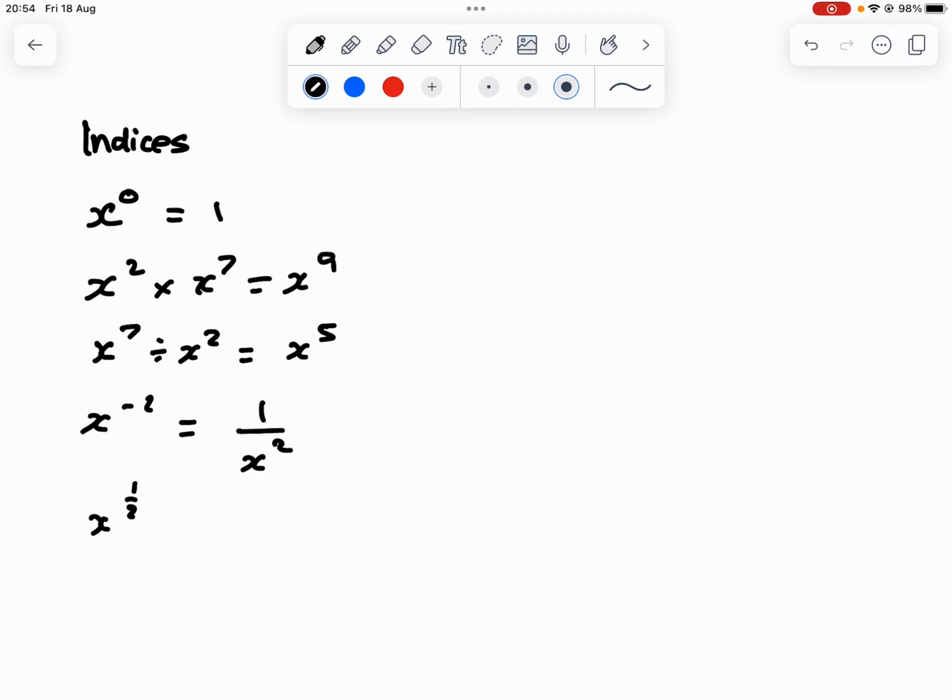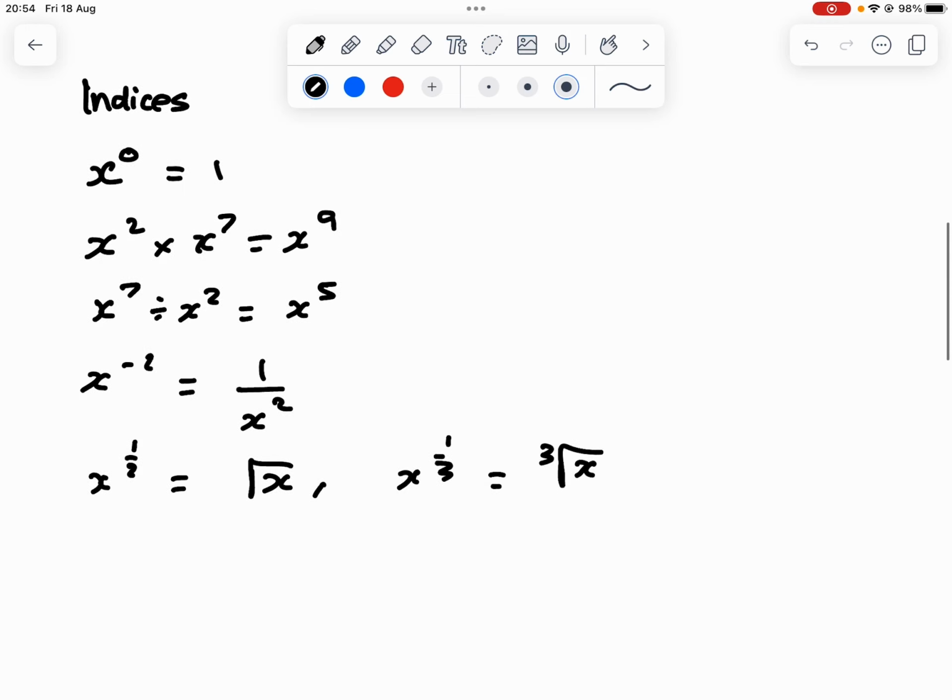x to the power a half equals square root x, or x to the power a third equals cube root x. Okay. And then these can also be combined. So if we had x to the power minus a half, we would do 1 over square root x, combining the above rules. Okay. We can go through some more examples in a detailed video.